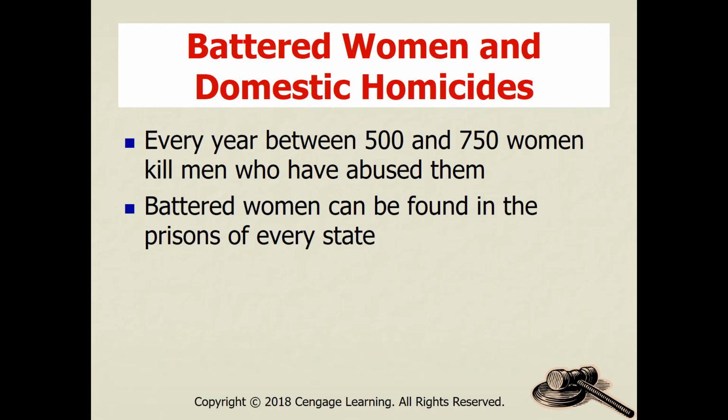Okay, battered women. Every year, between 500 and 750 women kill men who have abused them. And this begins to raise all sorts of issues, basically issues about gender. Given the fact that women are often placed in subordinate positions culturally, and certainly historically it's been true, even if many of the legal disabilities have been removed from them, there is a physical disparity between men and women, and they often can feel that the best thing they can do is strike back against the person who is abusing them, and sometimes this leads to death.